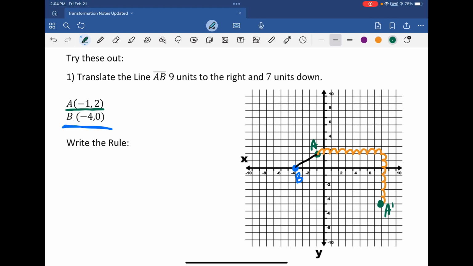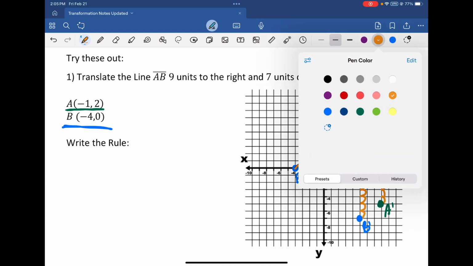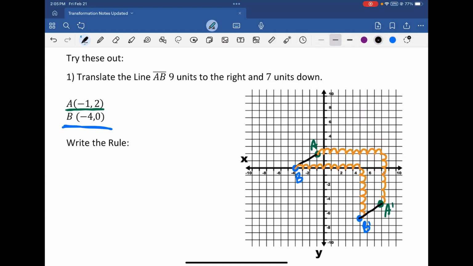And I have to label it A prime because it's not the original image. Then I can do the same thing with my B. I can move it 9 units to the right and 7 units down. So I go 1, 2, 3, 4, 5, 6, 7, 8, 9, and then 7 units down. 1, 2, 3, 4, 5, 6, 7. And my new point is here, my new point for B prime. Label it B prime, and now I have my new line. I just shifted it 9 units to the right and 7 units down. You can do it like that by counting on the graph. There is nothing wrong with that.